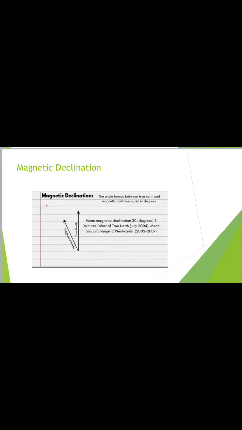Then we have magnetic declination. Magnetic declination is the angle formed between true north and magnetic north measured in degrees. Now we always found our magnetic declination on the lower side of our map or on the upper right hand side of our map. The magnetic declination contains the west of true north when the map was taken and its mean annual change, and which direction the mean annual change is going to, eastwards or westwards. Usually, since we are in South Africa, South African maps usually move westwards all the time.